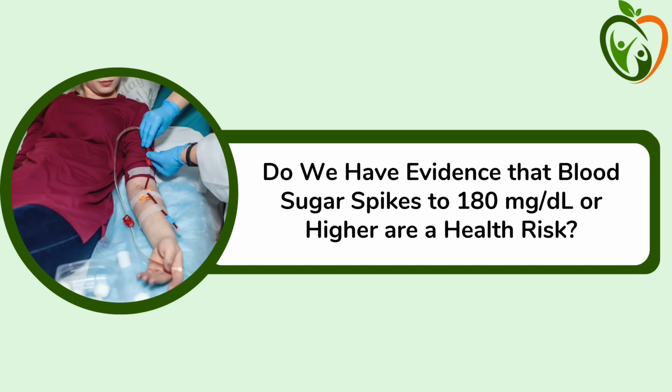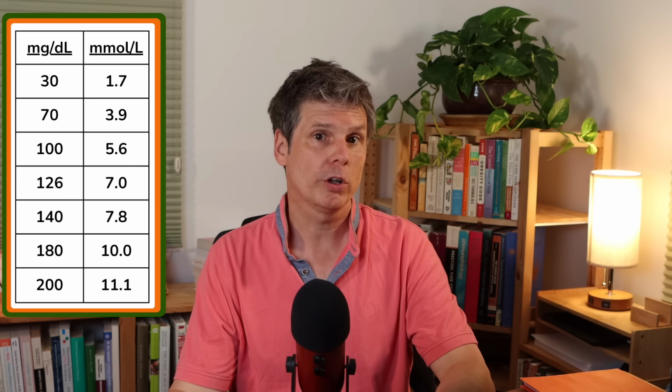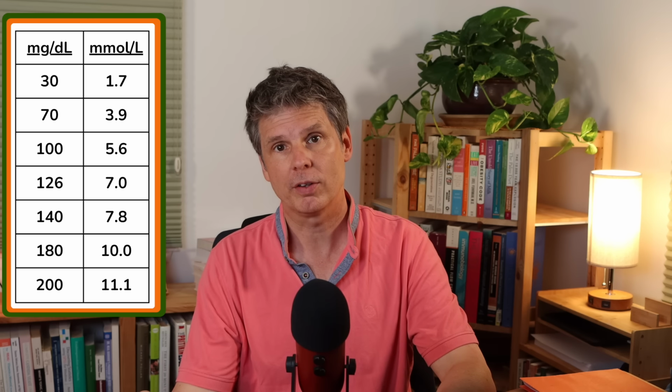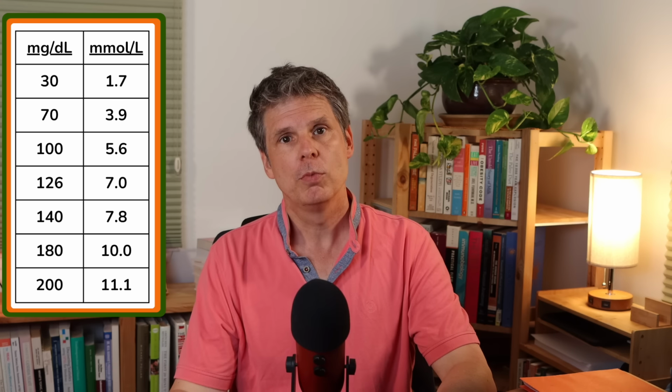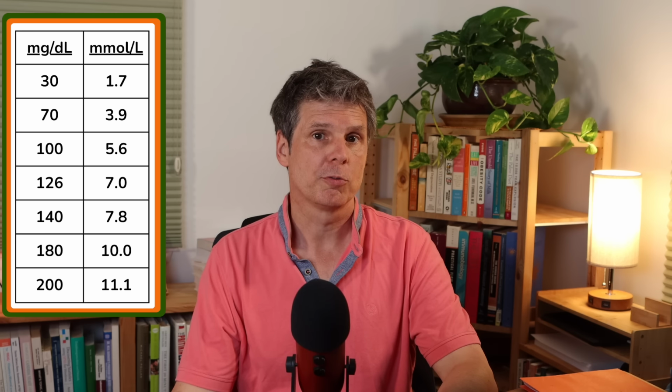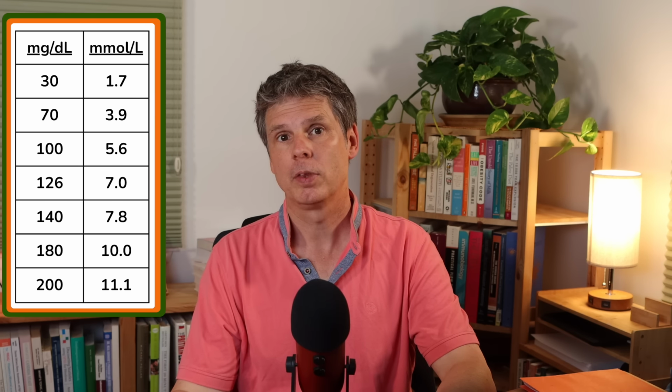Do we have evidence that blood sugar spikes to 180 milligrams per deciliter or higher are a health risk? We know for sure that having chronically elevated blood sugar levels, as in diabetes, is associated with substantially increased risks of a number of chronic diseases, such as cardiovascular disease and chronic kidney disease. But what about people who mostly have normal glucose levels, but spike to 180 milligrams per deciliter or higher regularly?